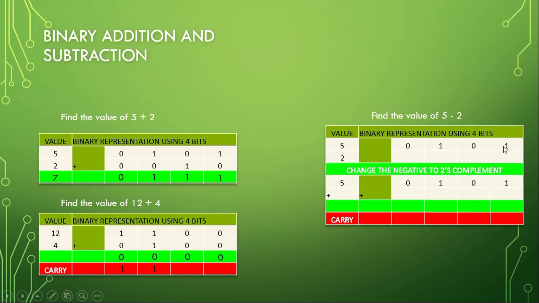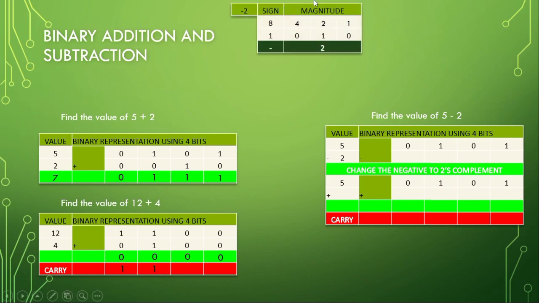Great. So now to change the negative to 2's complement. We change the negative to 2's complement because we are trying to subtract here. So we're going to get this value and change it to 2's complement so that our addition becomes easy. We're basically transforming subtraction to addition using 2's complement. So we get the value of 2 and get its 2's complement. Negative 2 has a negative sign, meaning it's got 1, 0, 1, 0.